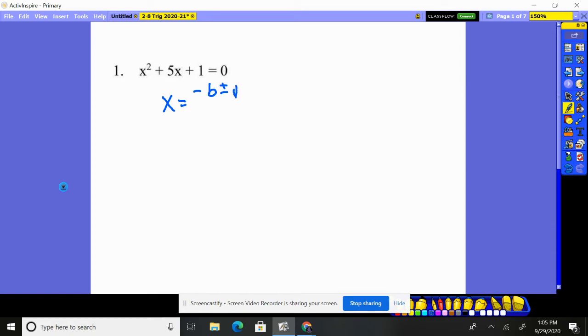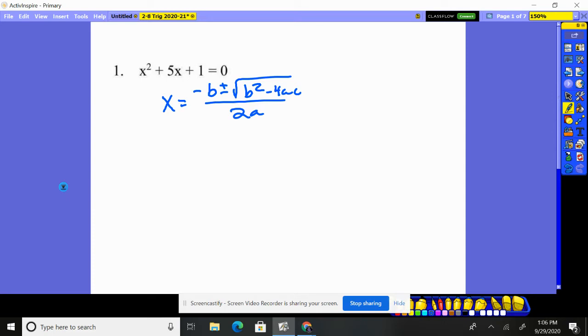Opposite of b plus or minus the square root of b squared minus 4ac, all over 2a: the quadratic equation. This formula will solve every single trinomial that I give you if you have it set equal to 0. It'll solve all of them, every single one. So why not use it all the time? Because it takes a little bit of time to do it, okay?